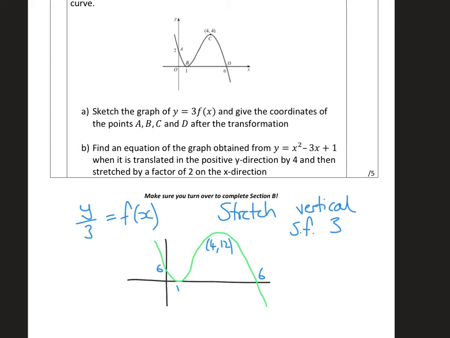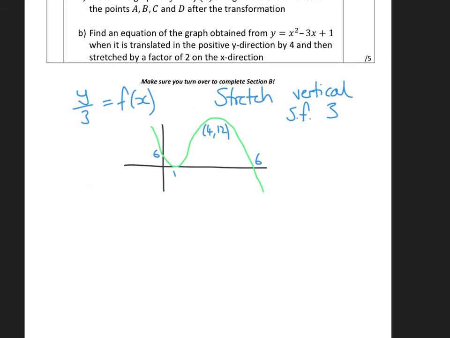B is asking for the equation of the graph obtained from y equals x squared minus 3x plus 1, when it's translated in the positive y direction by 4 and then stretched by a factor of 2 on the y-axis. Well, first of all, translated in the positive y direction by 4. If I call x squared minus 3x plus 1 my f of x, then I can write it using my transformation knowledge. Translation is plus or minus, and it's going to be next to y. Now it's positive 4, so I do the opposite when I write it next to y, so it's minus 4.